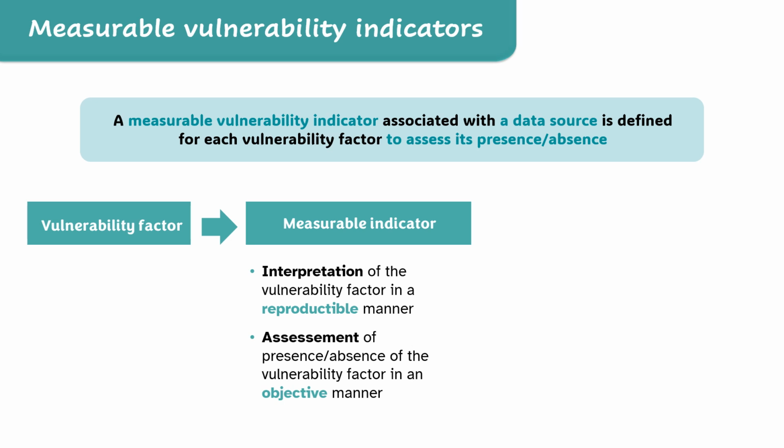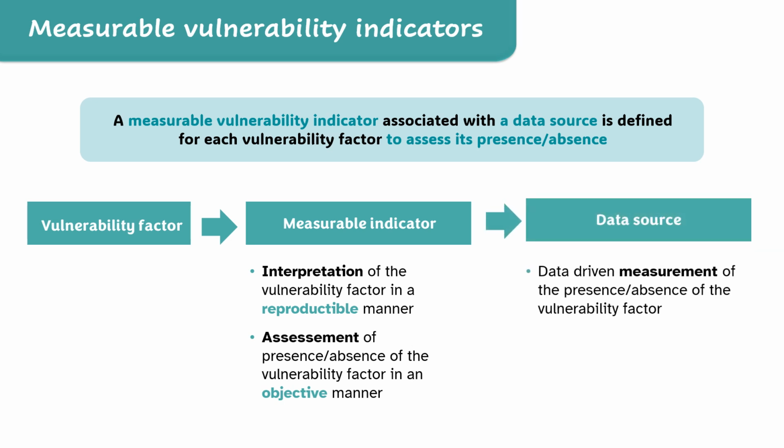Measurable indicators are essential for vulnerability factors to be interpreted in a reproducible manner and assessed in an objective manner. Identifying a reliable data source for each measurable indicator is important for a data-driven and reliable measurement of the presence or absence of each vulnerability factor.